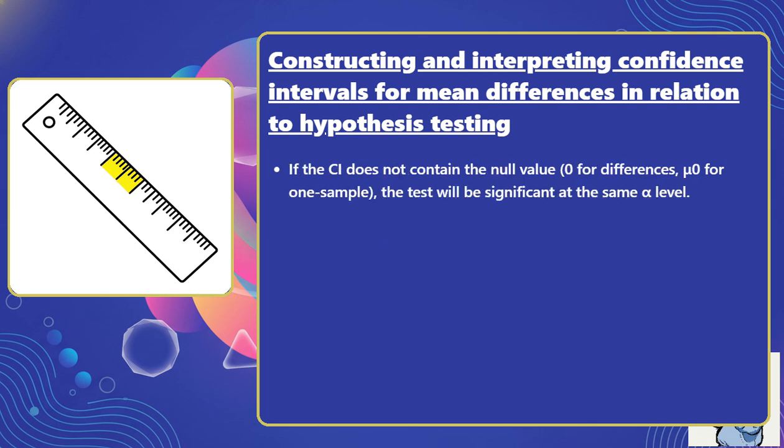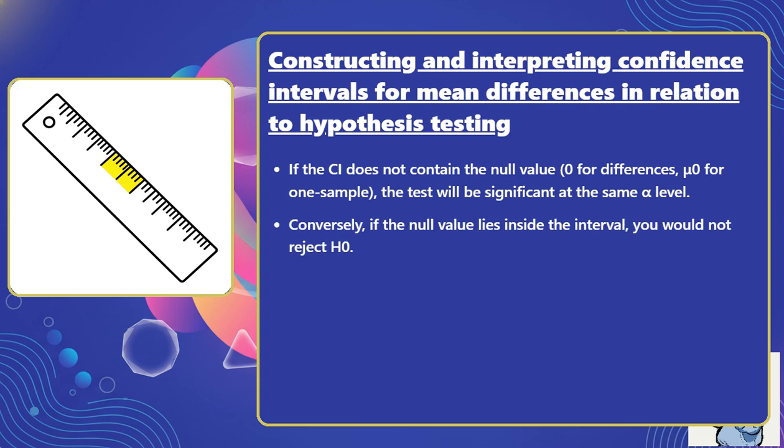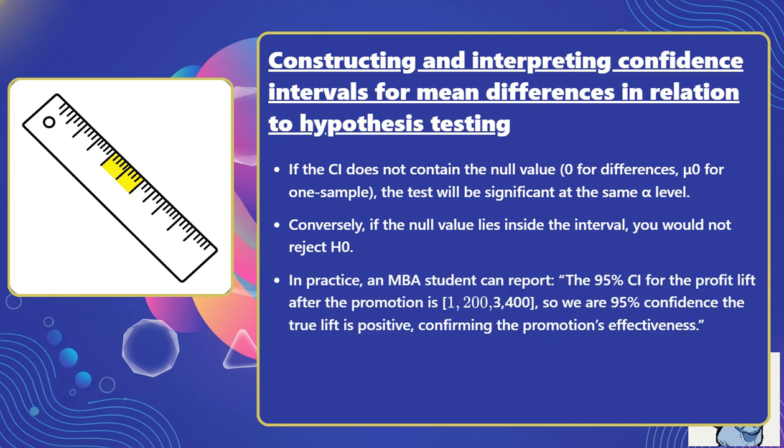If the confidence interval does not contain the null value, 0 for differences, mu naught for one sample, the test will be significant at the same alpha level. Conversely, if the null value lies inside the interval, you would not reject H0. In practice, an MBA student can report: the 95% confidence interval for the profit lift after the promotion is $1,200 to $3,400. So we are 95% confident the true lift is positive, confirming the promotion's effectiveness.